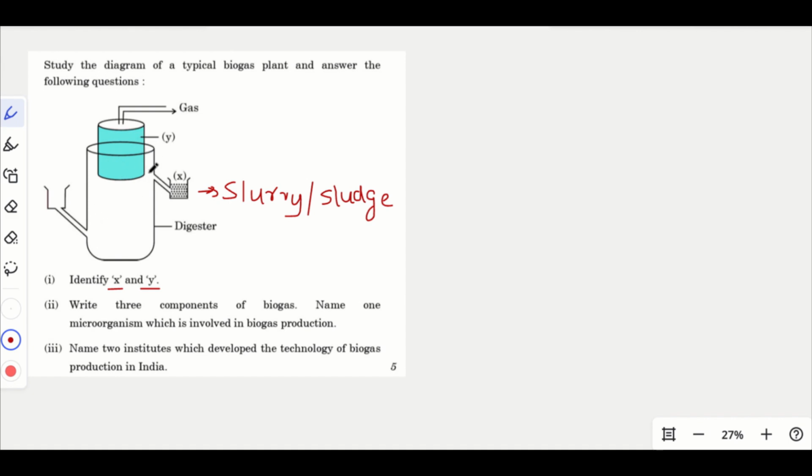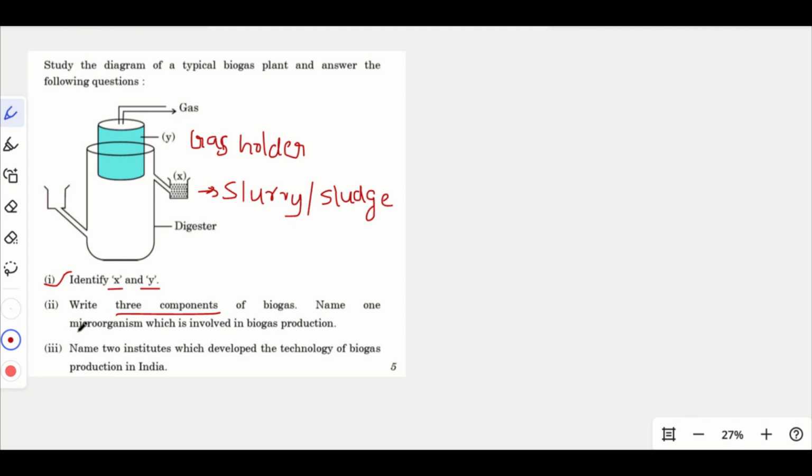And now you have to name Y. You can see that it's a little up from the tank, right? So definitely it will be the gas holder. Okay, so Y is the gas holder. So X will be slurry or sludge and Y will be gas holder. Okay, so that is the first question. Now you have to write three components of biogas.